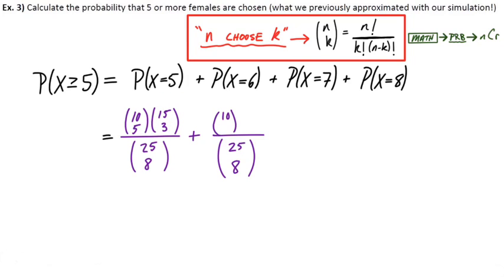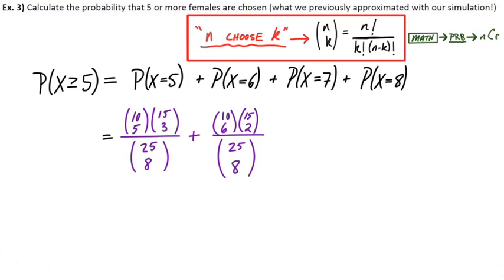What about the case where we have 6 female captains? Well, the denominator would be the same, right? We have 25 people to choose from, and we're going to choose 8 captains. And then for the females, now we have 10 choose 6, and then we have 2 positions left for the males, so it would be 15 choose 2.